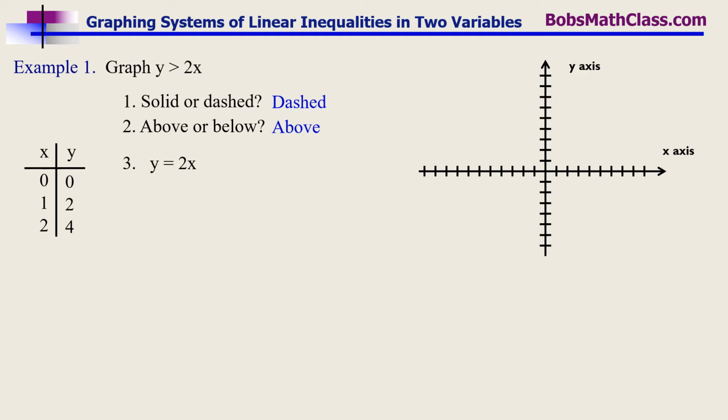Plot our points now. So go ahead and plot the points. There's the 3 points, (0, 0), (1, 2), and (2, 4). And now draw a line through the points. Don't forget to make it dashed. And now we want to shade everything above the line. So just take your pencil and shade above the line, or maybe use a highlighter, crayon, something like that. So there's our shaded region above the line.